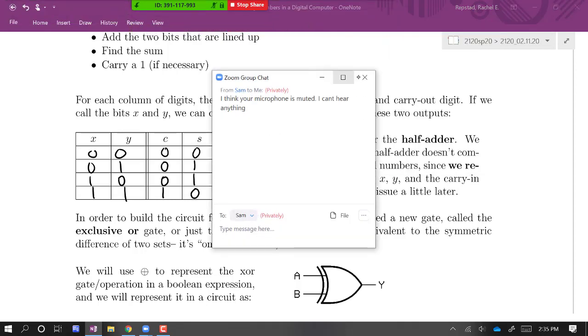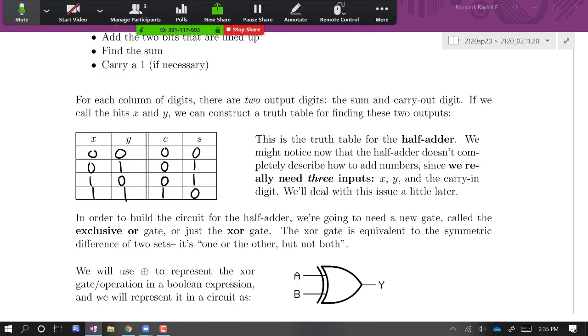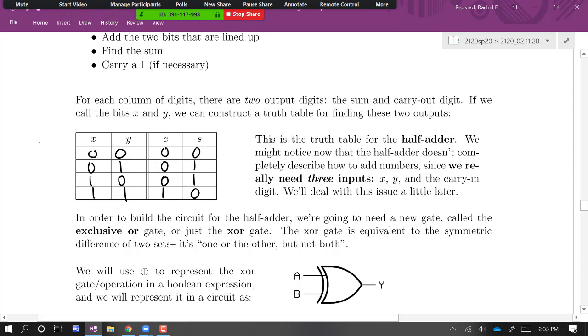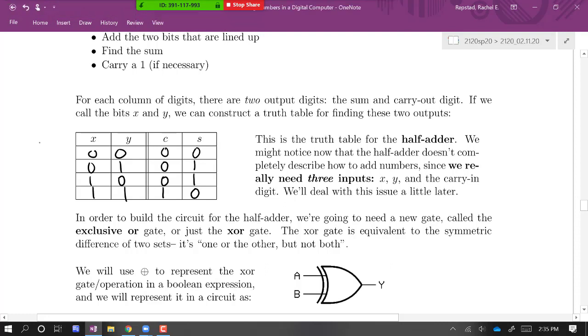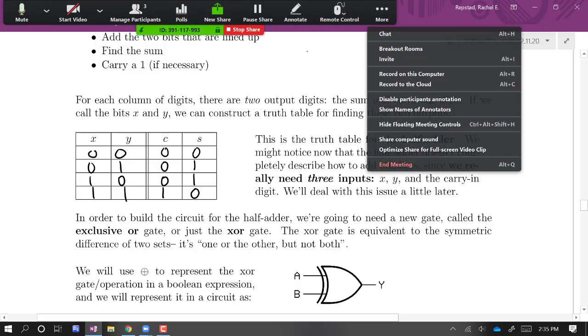Okay, my microphone is muted. Hold on. Sorry, Sam, is that better? Hopefully. So it should be all set now.